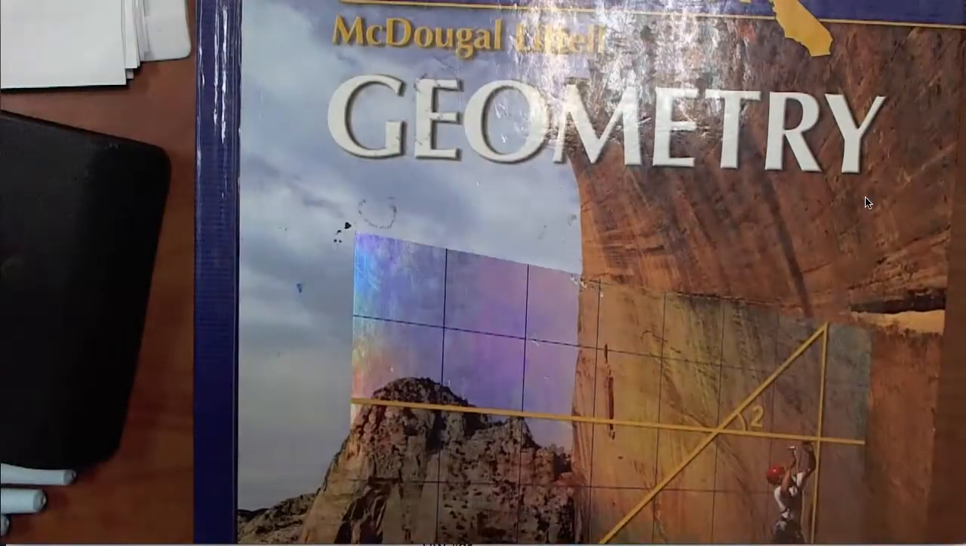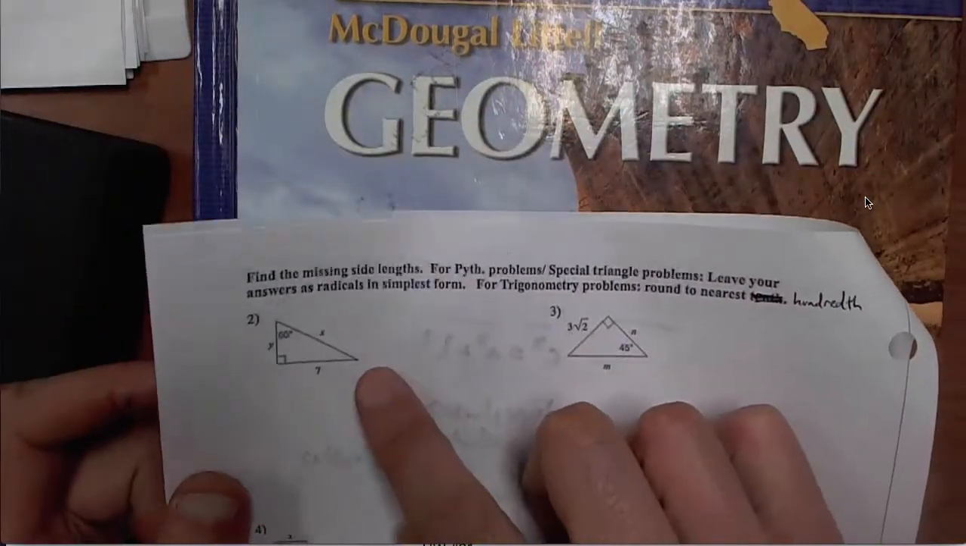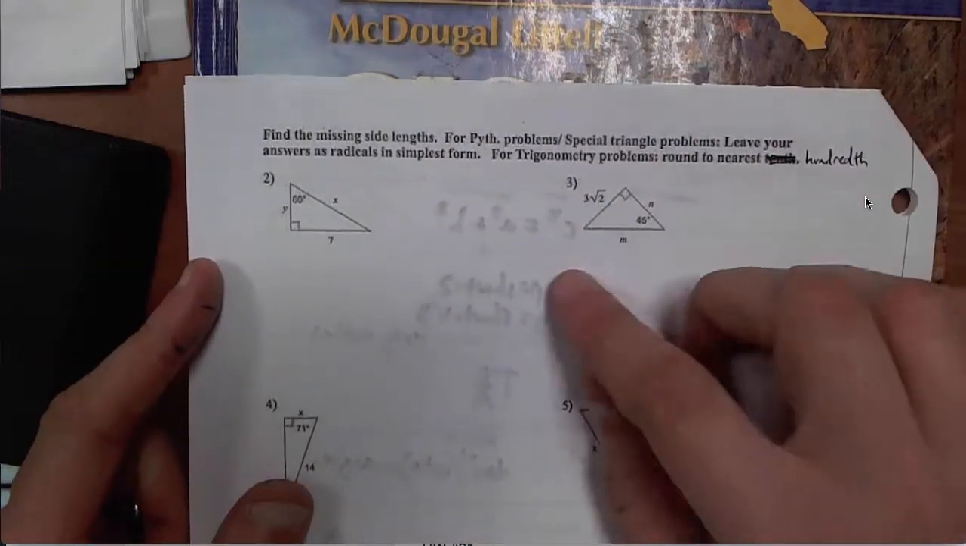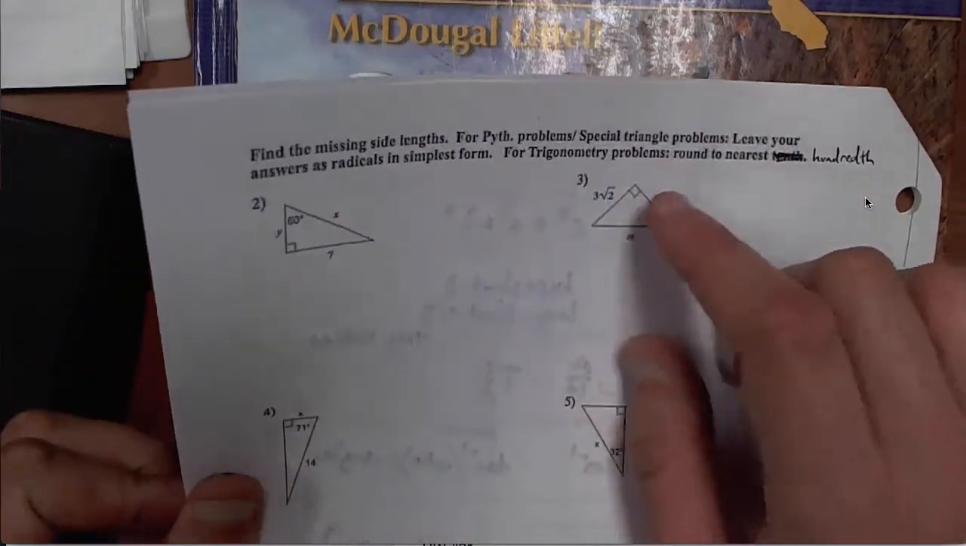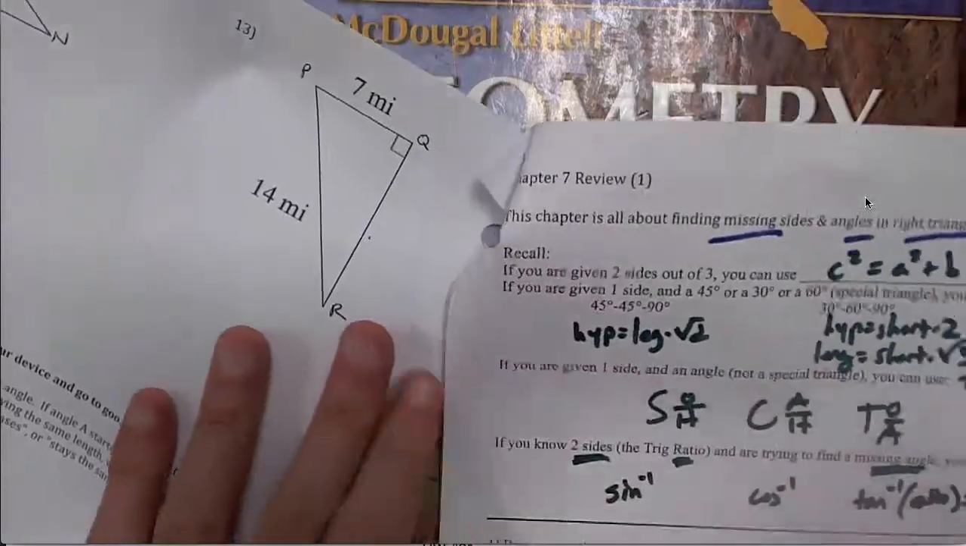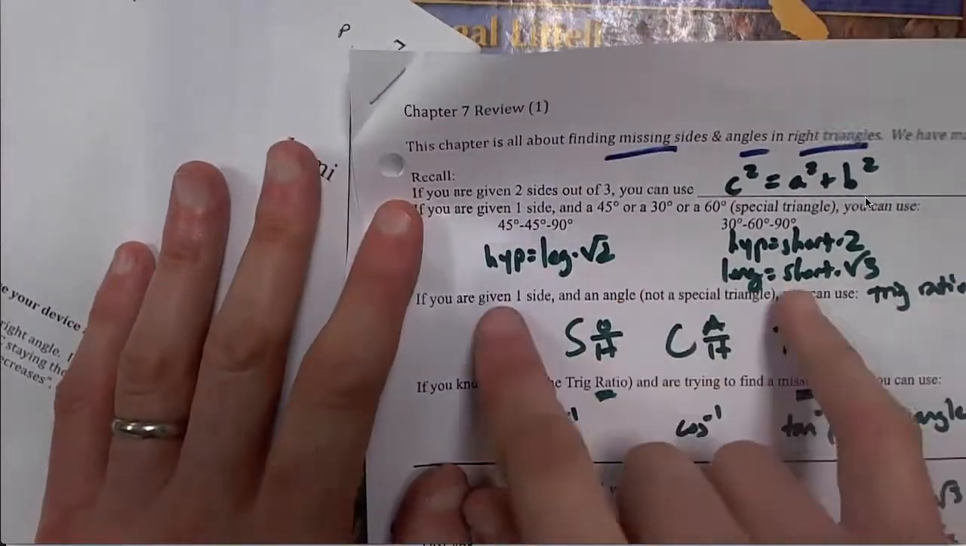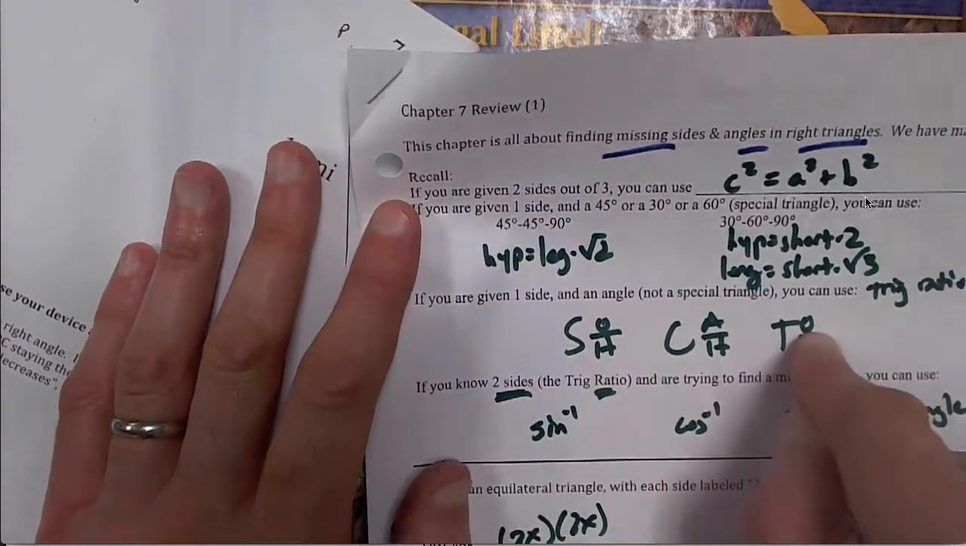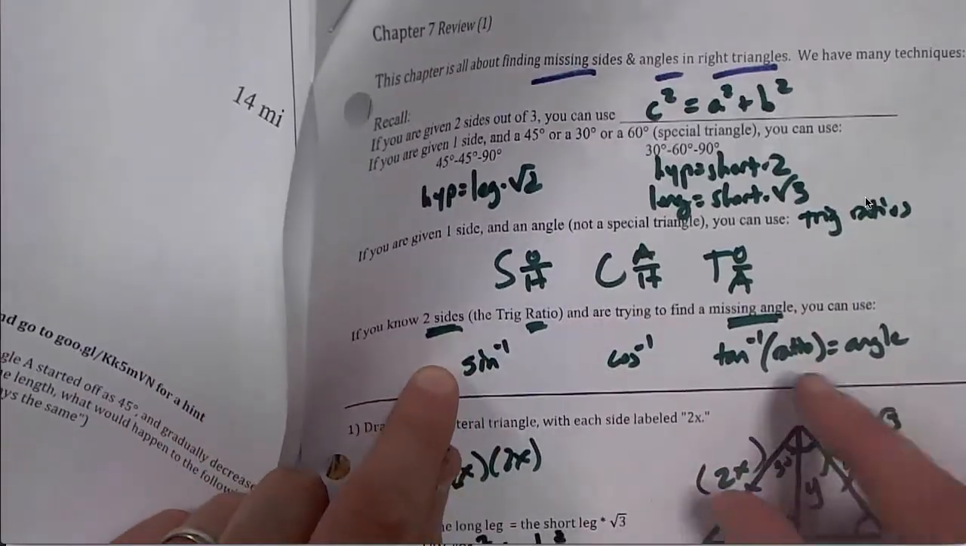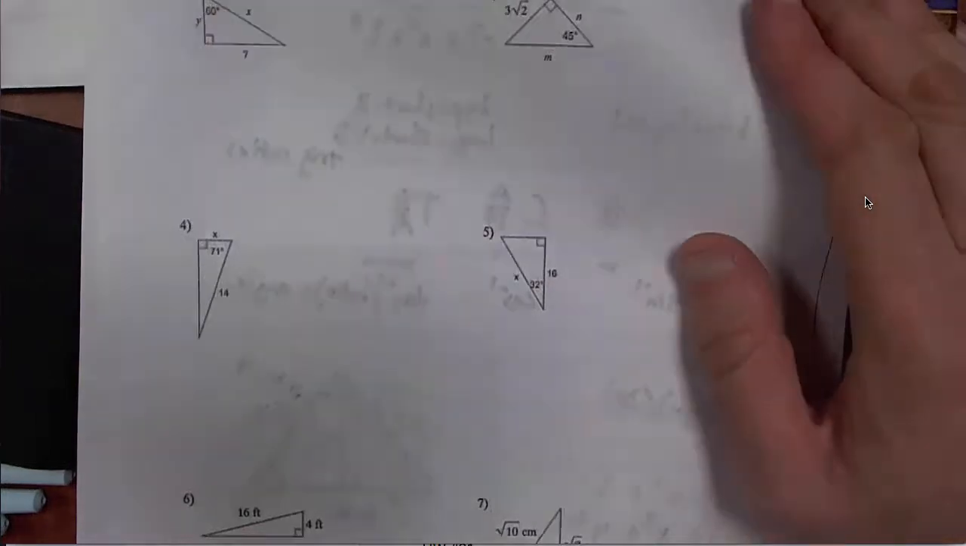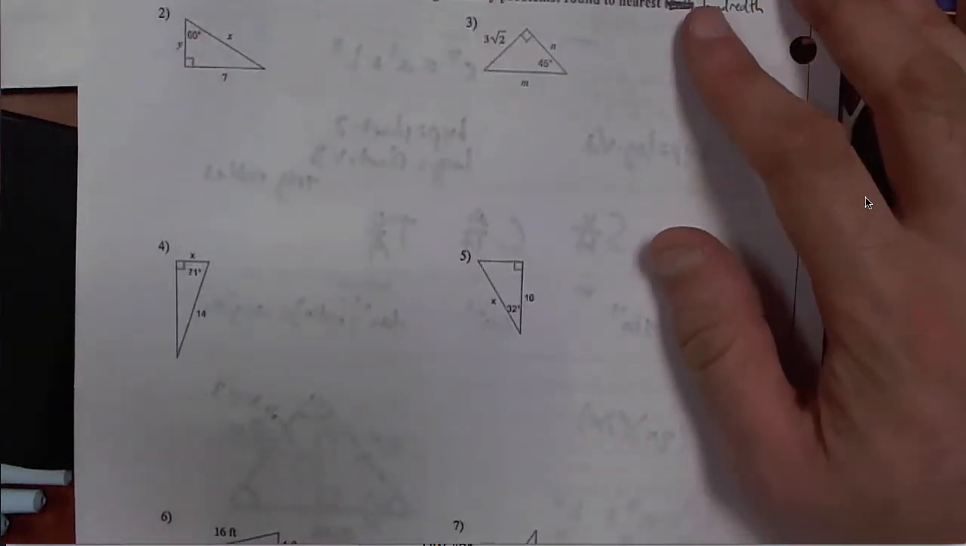Okay, so this next page. So again, we've learned a lot of different techniques. I'm not going to tell you which technique to use. Think about, should I use Pythagorean? Should I use these guys? Use these if you can. Otherwise, use your trig ratios. If you're finding missing angles, use the inverse trig ratios. So try these problems here to solve for x and or y.